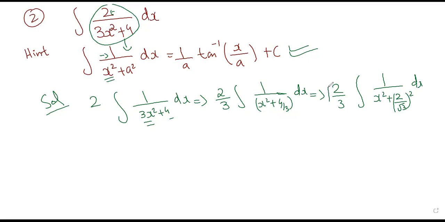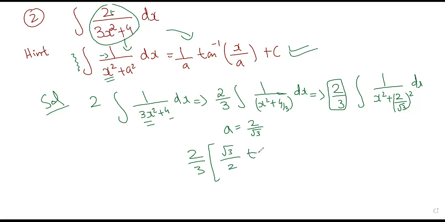Now this 2 by 3 would come as it is. There is no 2 by 3 or anything of this sort over here, so it would come as it is. Now you need to apply this formula directly. What is our A, Ranjini? 2 by under root 3, okay? So 1 by A would be under root 3 by 2 tan inverse x by 2 by under root 3 plus C. This is the answer. Do you get it?